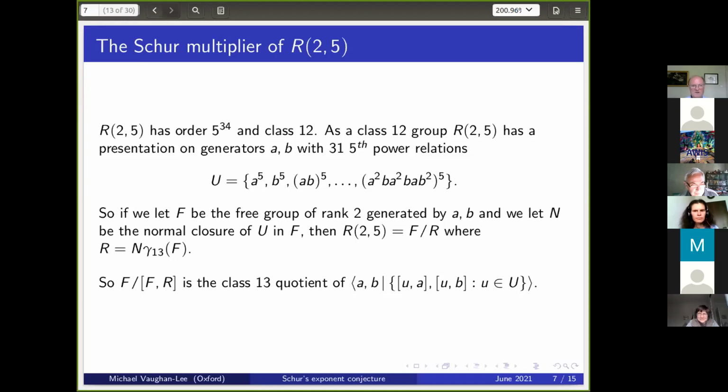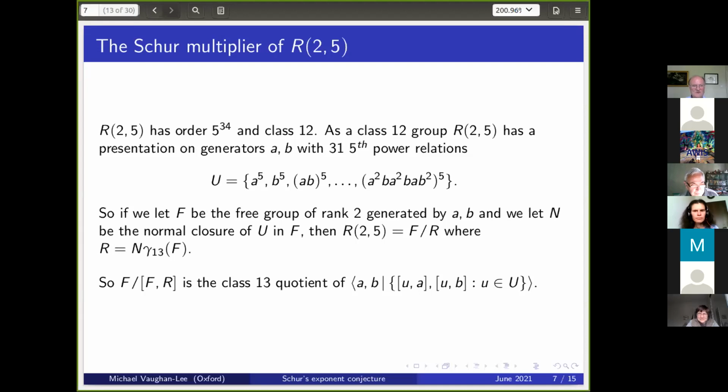And so if you let F be the free group of rank 2 generated by A and B, and you let N be the normal closure of this set of fifth powers, then you can get a presentation for R25 as F over R, where R is N times gamma 13 of F, the 13th term of the lower central series of F. You've got to enforce nilpotency, because it's my belief, actually, that if you only have fifth power relations, the group's probably infinite. And we don't have a proof of that yet. And I don't know whether anybody will manage to prove that. It seems to be an extraordinarily difficult issue, whether B25 is infinite or finite, who knows.